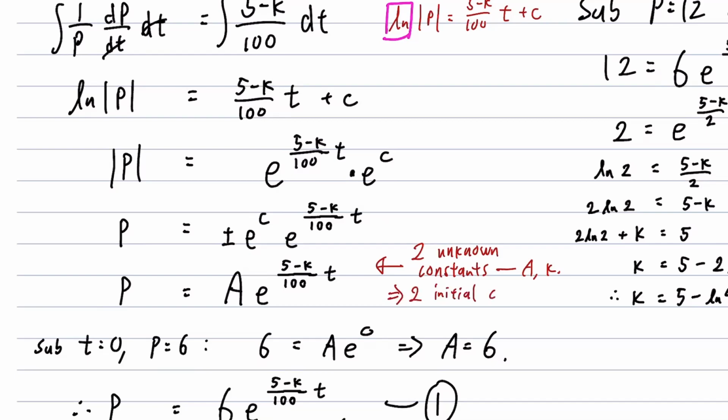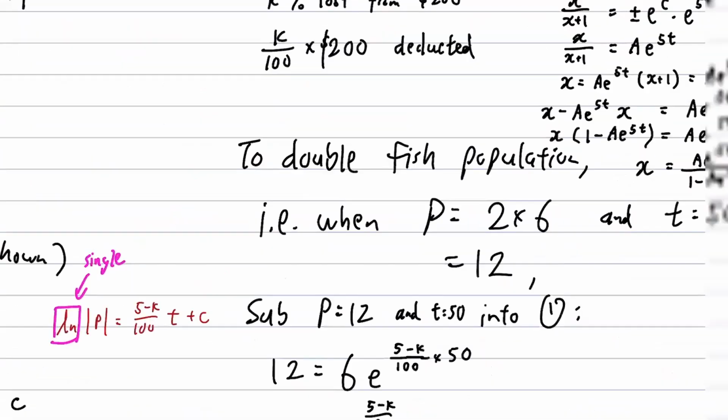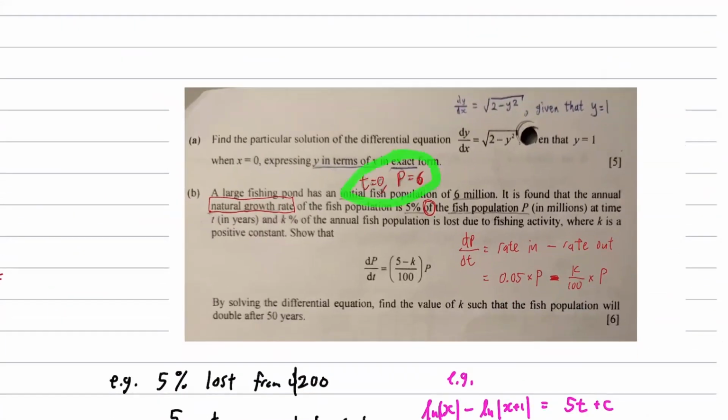Here, let's read the question now. What is the first initial condition they gave us? It's this one. t equals 0, p equals 6. Right? This is the first. But what's the second one? So for here, what does it mean when they say fish population will double? P equals? At first it was P equal to 6. Oh, 12. Exactly, yes.